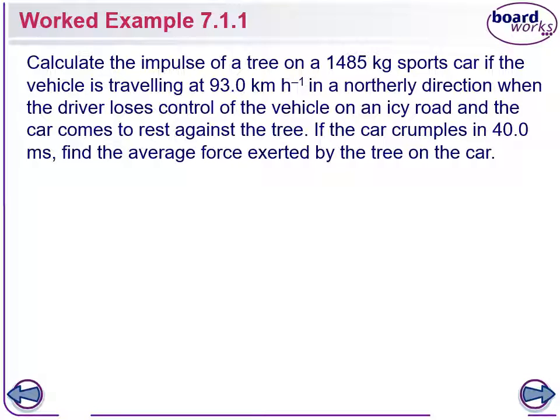Straight into it. Calculate the impulse of a tree on a 1,485 kilogram sports car if the vehicle is travelling at 93 kilometers per hour in a northerly direction when the driver loses control of the vehicle on an icy road and the car comes to rest against the tree. If the car crumples in 40 milliseconds, find the average force exerted by the tree on the car.